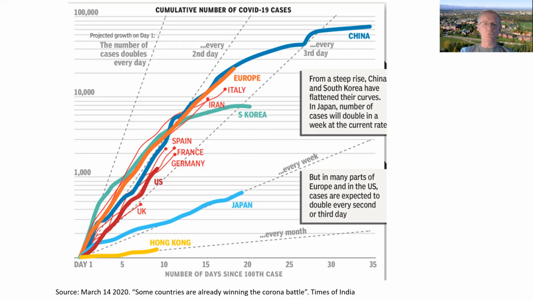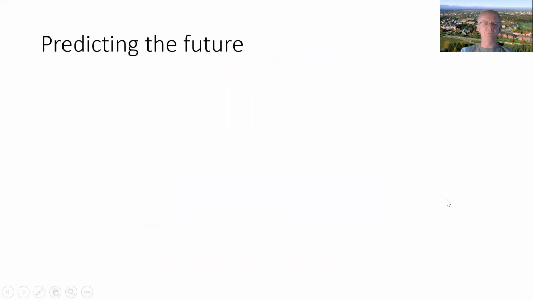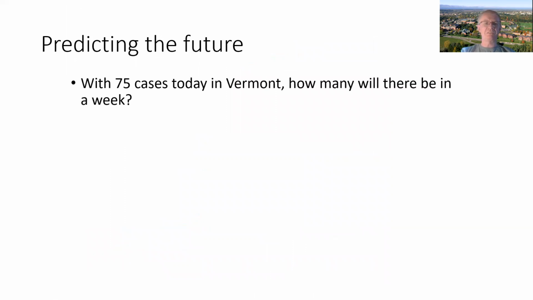So, what else have we got going on here? Looks like my slides have stopped. No, there we go. We want to predict the future, always, right? We want to know if we've got 75 cases today, how many will there be in a week, right? And there's also simple math for that.